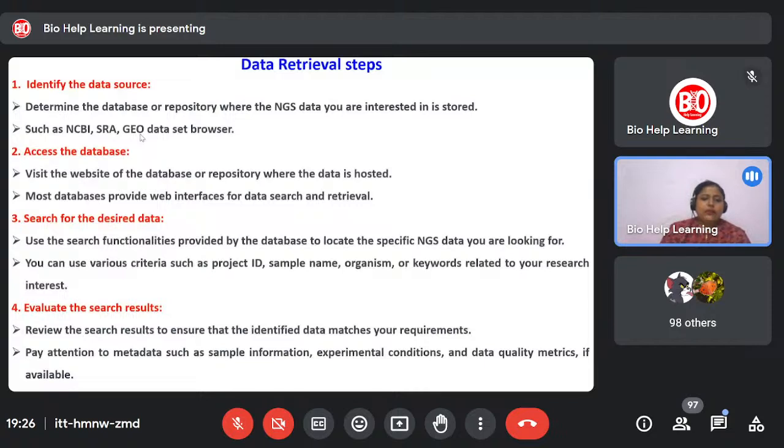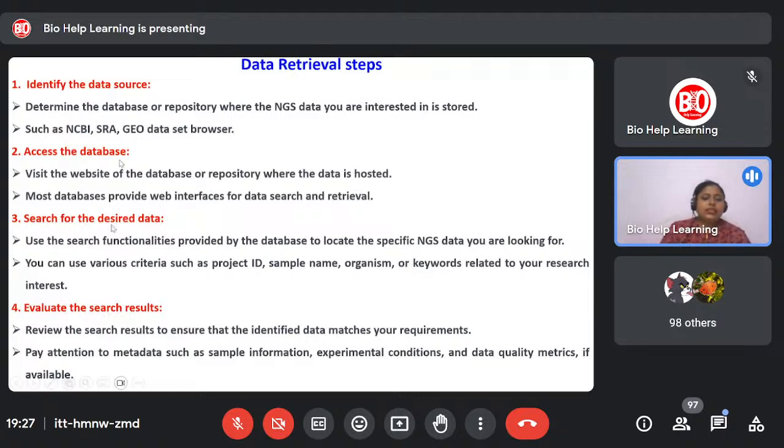Second, access the database. After selection, you have to just go through that website. Some websites can help you to retrieve data directly, while others put some conditions. You have to create your own account and retrieve the data. So access the database. Second is an important criterion.